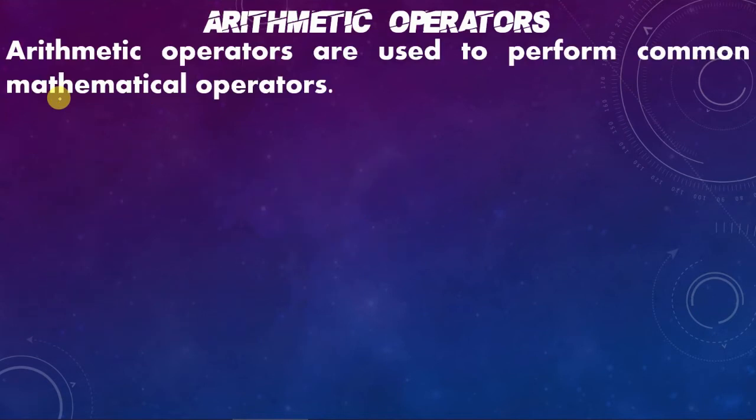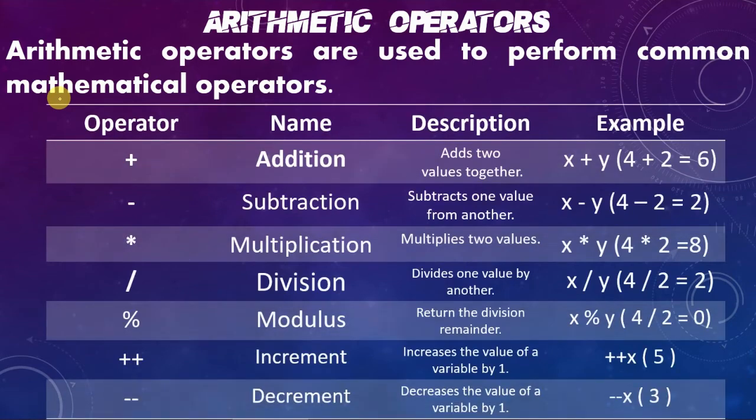So let's get started. Arithmetic operators are used to perform common mathematical operations like subtraction, multiplication, addition, division, modulus, increment or decrement. So here is our operator, addition. Its name is addition, and its work is to add two values together. It means it adds two values at a time, to each other. It means x plus y, where x is 4 and y is 2. It means 4 plus 2 equal to 6.